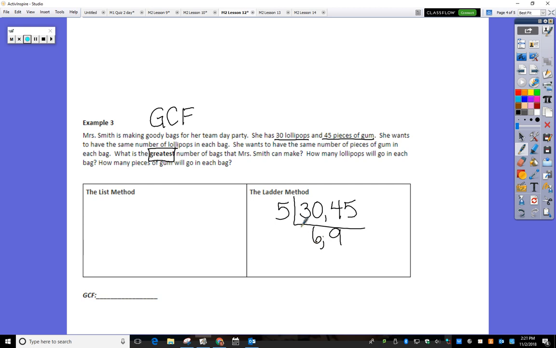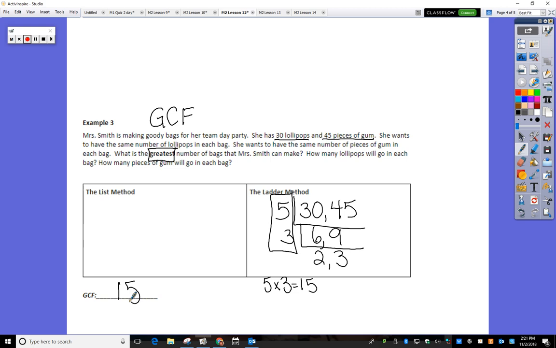6 and 9 can both be divided by 3. 3 goes into 6 twice. 3 goes into 9 3 times. 2 and 3 don't have a common factor besides 1, so to find my GCF, take the numbers down the side and multiply them together. So that means that the greatest number of bags that she can make is 15 bags.